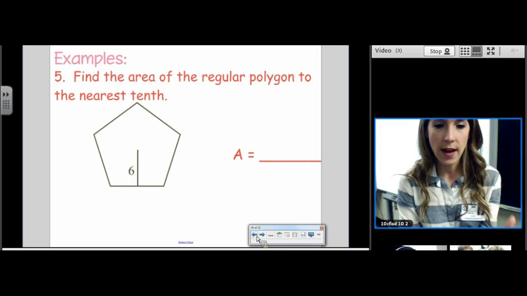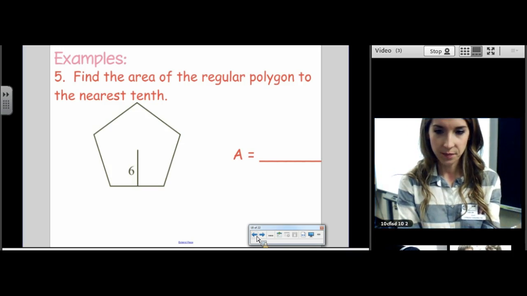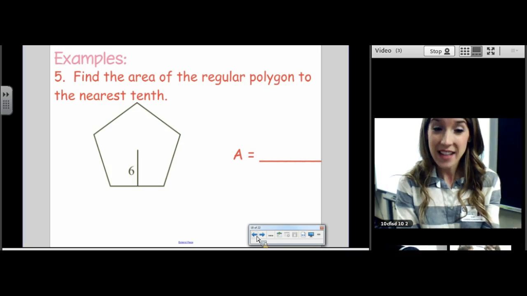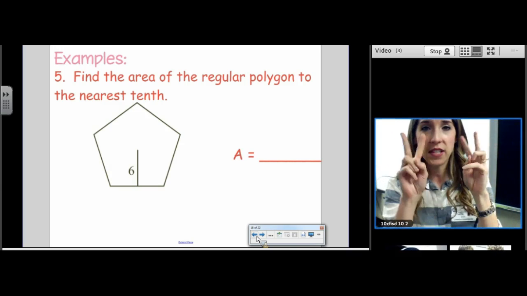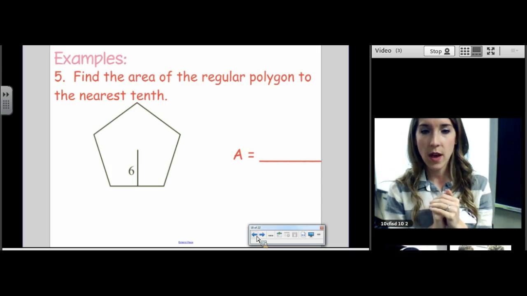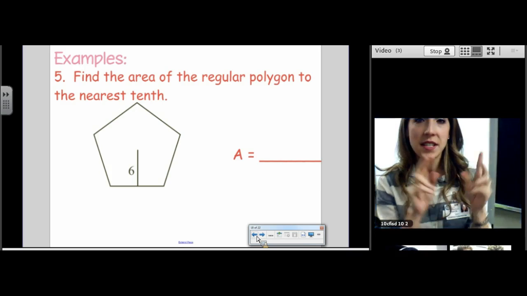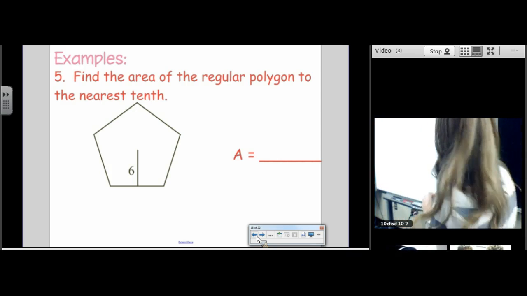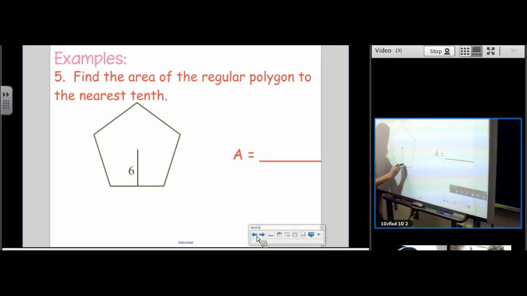This one's important because this one's different. Find the area of the regular polygon to the nearest tenth. What kind of polygon is this? That's a pentagon. Now wait a minute. Miss Tanton didn't put pentagon on the special cases page. Okay, so since this is a pentagon, we're going to have to do something different. This is not a special case, so this is really important. The apothem is 6. You need to draw in the radius, and we need to find the radius.